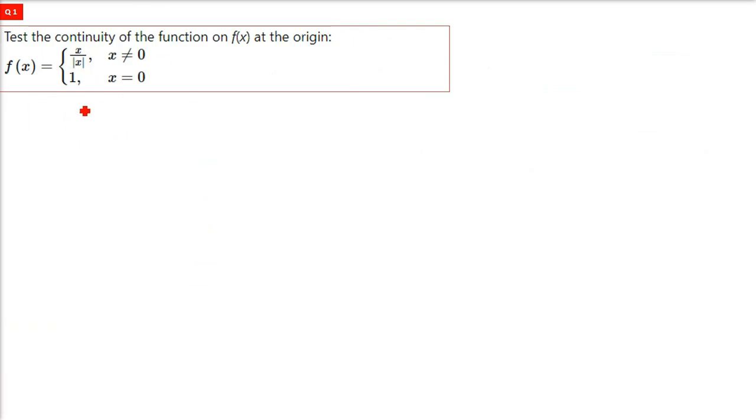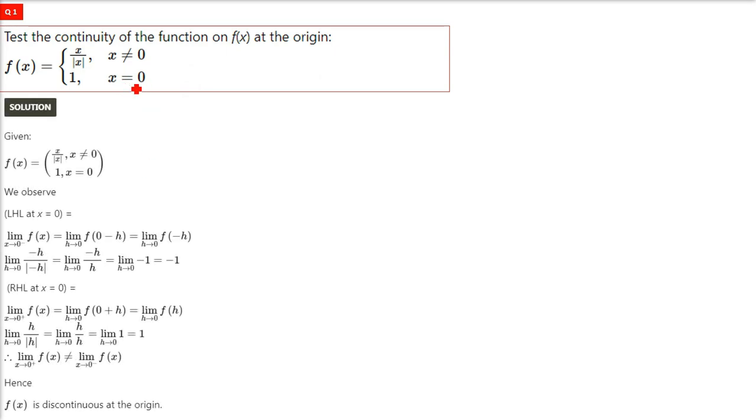Now let us come to this question. We have to check the continuity of the function f(x) at the origin. Origin means x equals 0, y equals 0. So given this, we observe this limit, h tends to 0. This is all you have to write, because you are presenting it to your examiner or your teacher. So this is the way you have to write. I am going to tell you the logic, the concept behind the solution of these questions, but all of this you have to write by yourself.